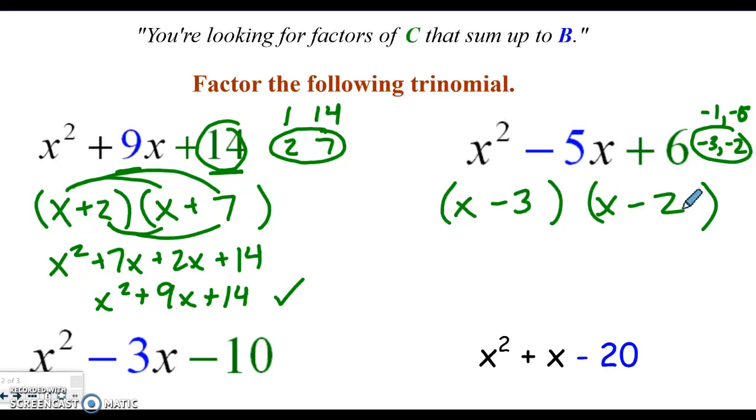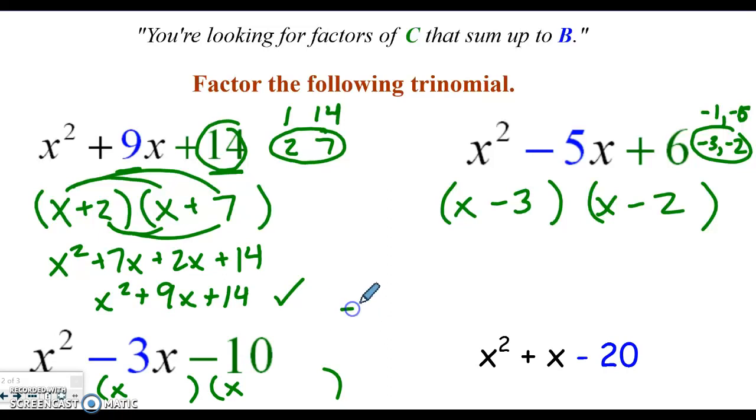All right, moving down to x squared minus 3x minus 10. Again, throw x in there. Signs on this one are a little bit different. Now I have a -10. The only way to multiply to get a negative number is by multiplying a negative number times a positive number. So my factors here, one of them is going to be negative, one of them is going to be positive. So I'm going to think about factors of -10 that add up to -3.